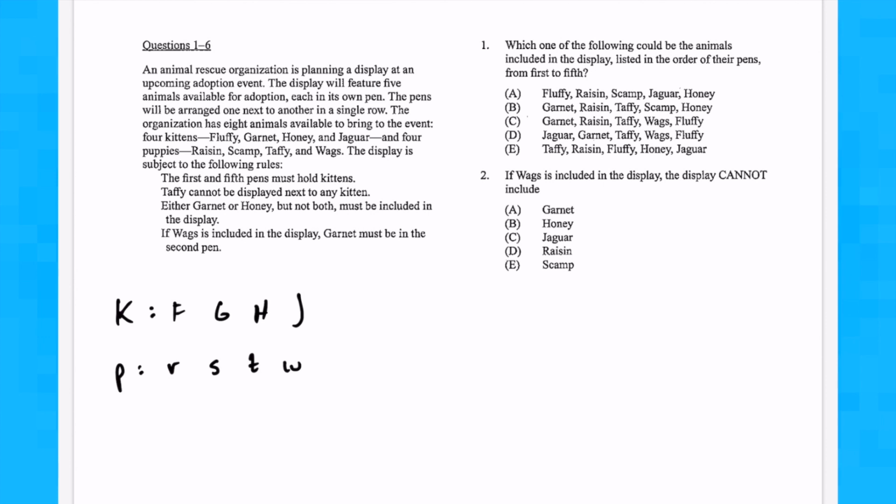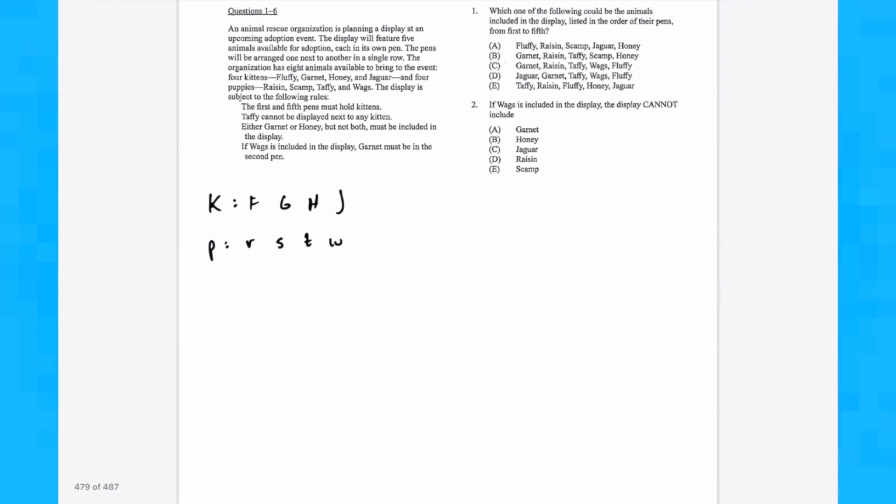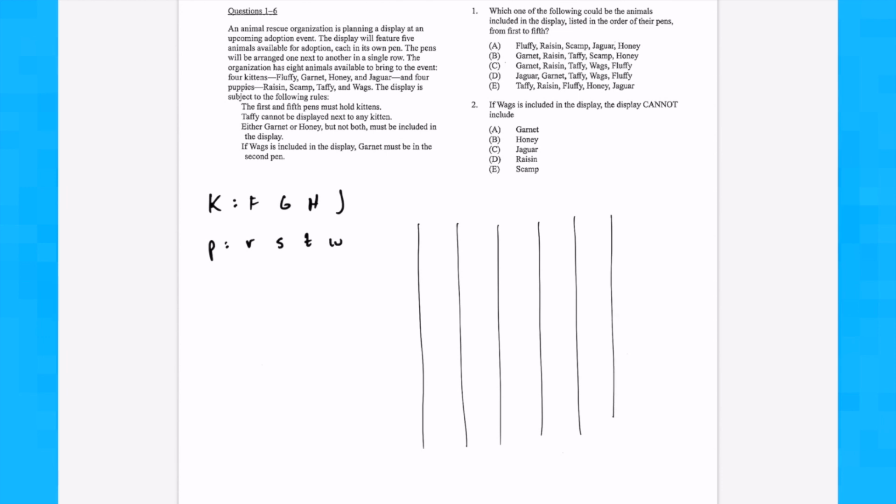The display is subject to the following rules. Okay, yeah, so this is pretty clearly a classic order setup. Let's go ahead and set up our 8 spaces, 1, 2, 3, 4, 5, 6, 7, and 8. And we're just going to keep track of, I guess, the puppies and the kittens that can go in these different spaces.